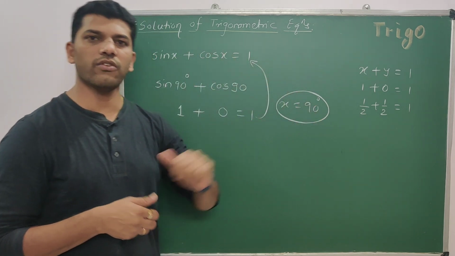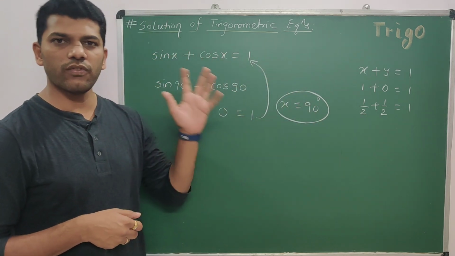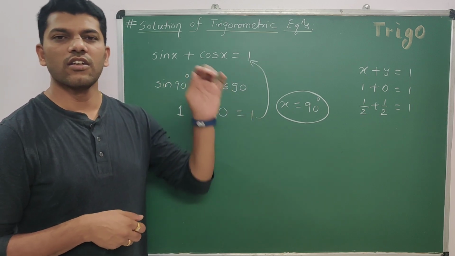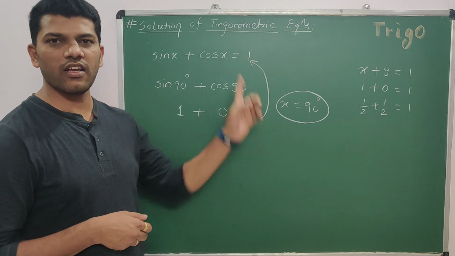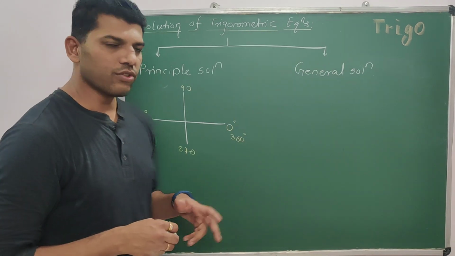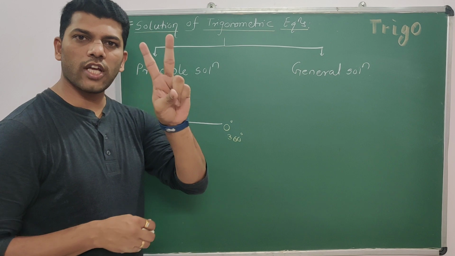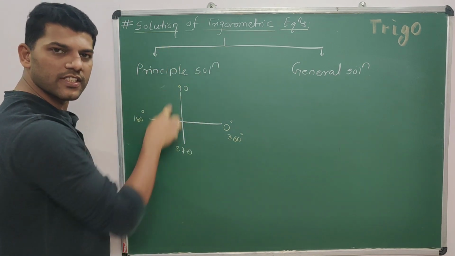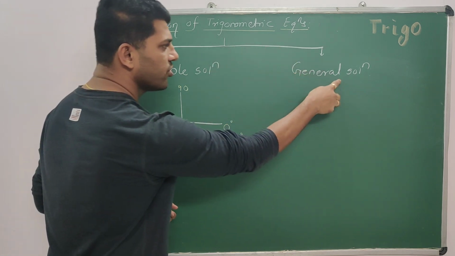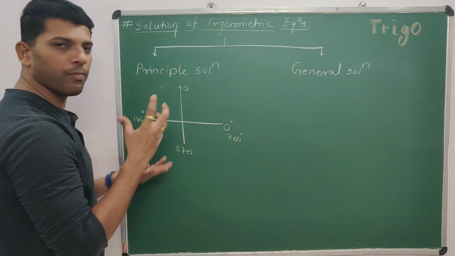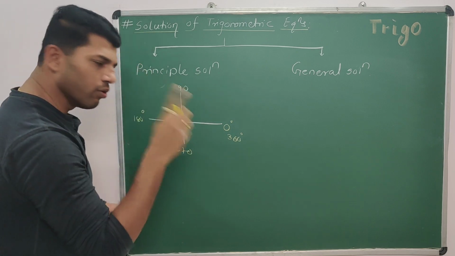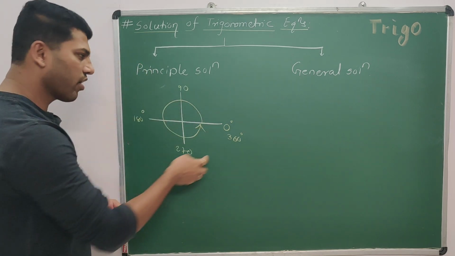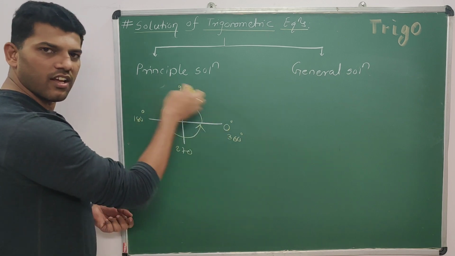So friends, try to understand. In this particular chapter, we have to face solutions of trigonometric equations. There are 2 types of solutions for trigonometric equations. First is called the principal solution, and second, the general solution. So what are the principal solutions? Solutions which lie in one rotation.